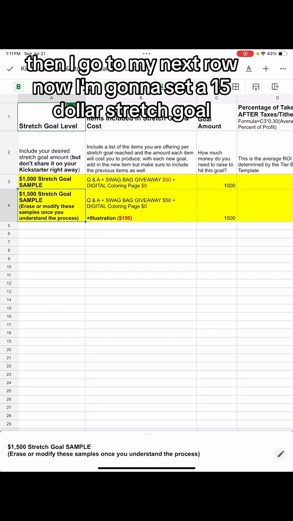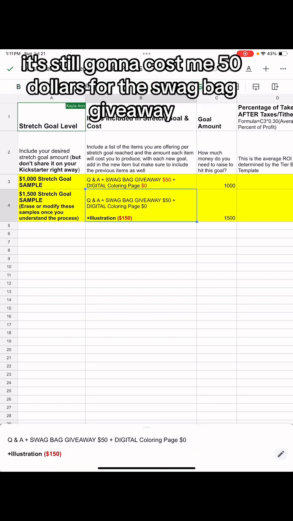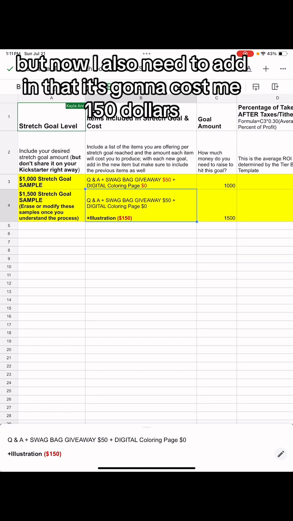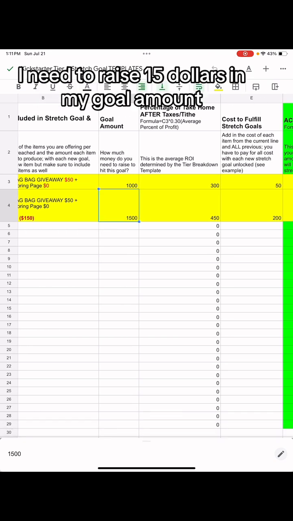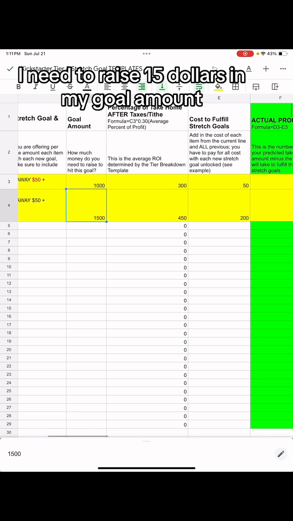Now I'm going to set a $1,500 stretch goal. It's still going to cost me $50 for the swag bag giveaway, but now I also need to add in that it's going to cost me $150 for my illustration that I want to unlock. So I'm going to put, okay, I need to raise $1,500 in my goal amount.